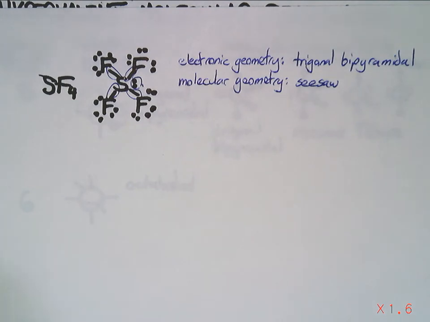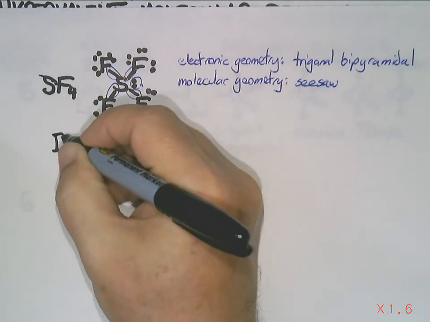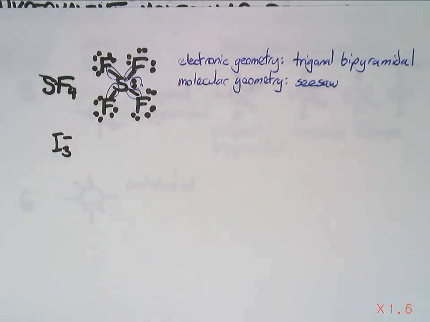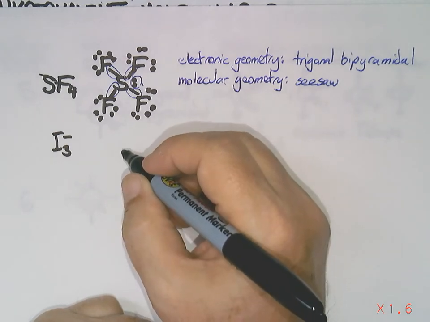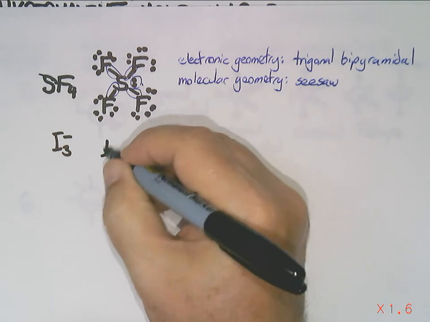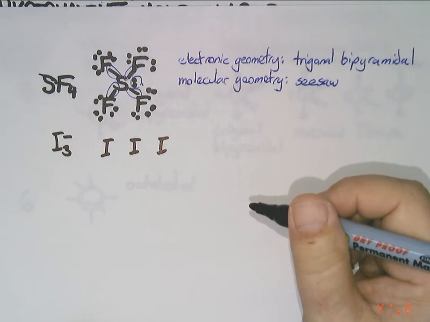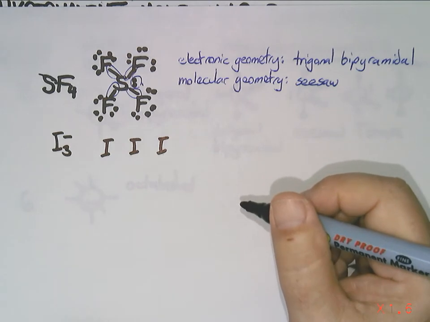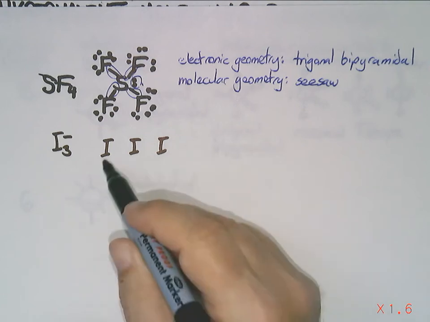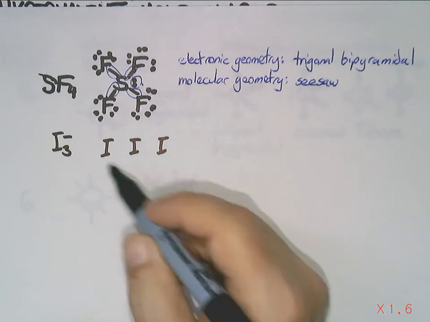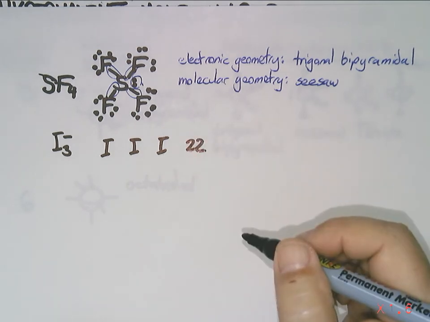Let's do another one. Suppose I have the I3- ion, the triiodide ion. Let's do this one step by step. Step 1, you need a skeleton structure. How about if we put one iodine in the center and all the other iodines on the outside? That'll work. Step 2, count the valence electrons. I've got 7 for each iodine. 7 and 7 and 7 is 21, and then one more for that extra electron. So I've got 22 valence electrons to work with.